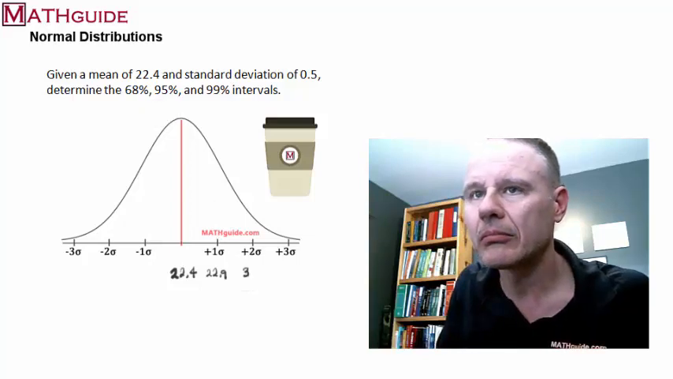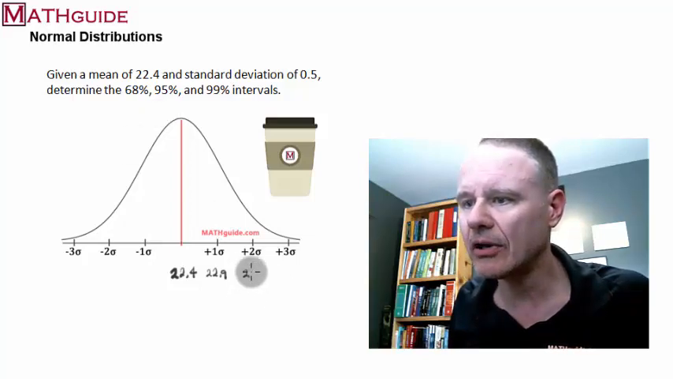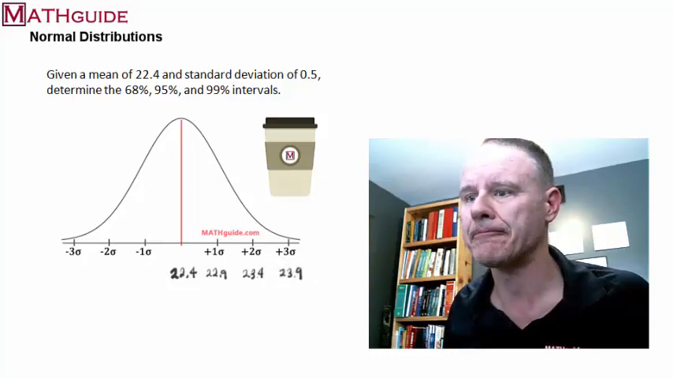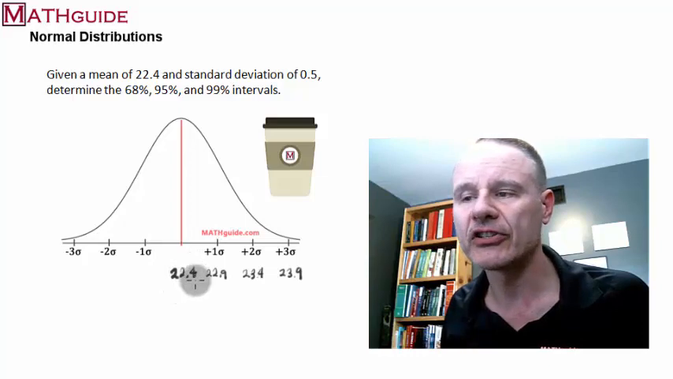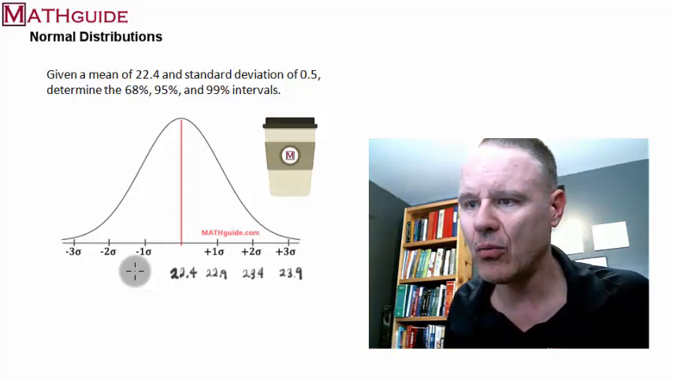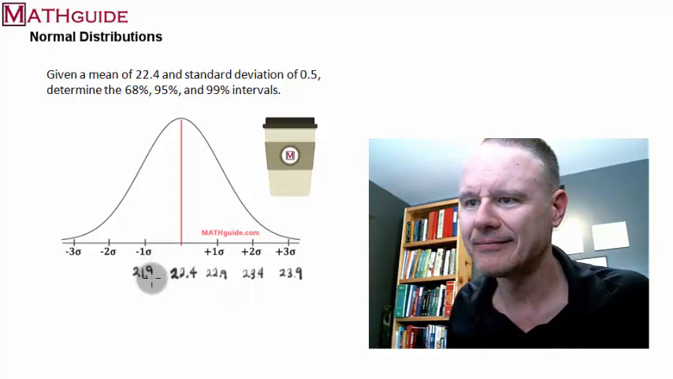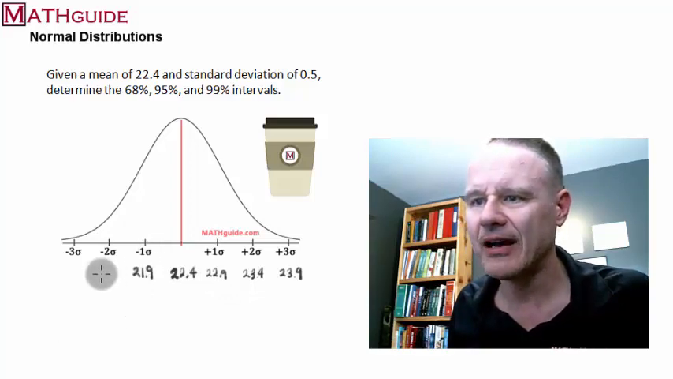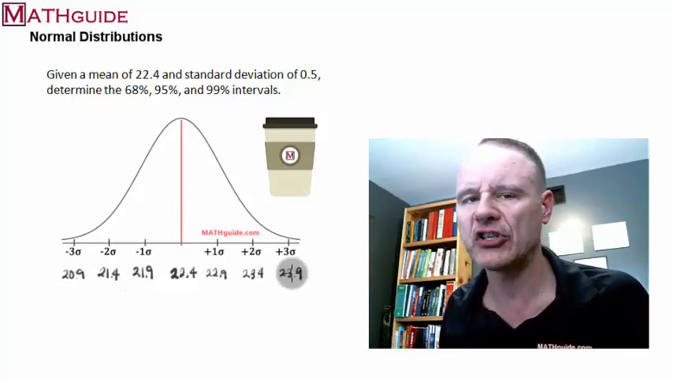Oops, 22.9, 23.4, got ahead of myself. So 22.9, 23.4. And then add another, so that would be 23.9. All right, now we could also do the reverse. We could subtract 0.5 as we go to the left. So that would be 21.9. Okay, then I subtract another half. I get 21.4. And subtract another, I'm going to get 20.9. All right, so there you go. This is what the spread looks like.